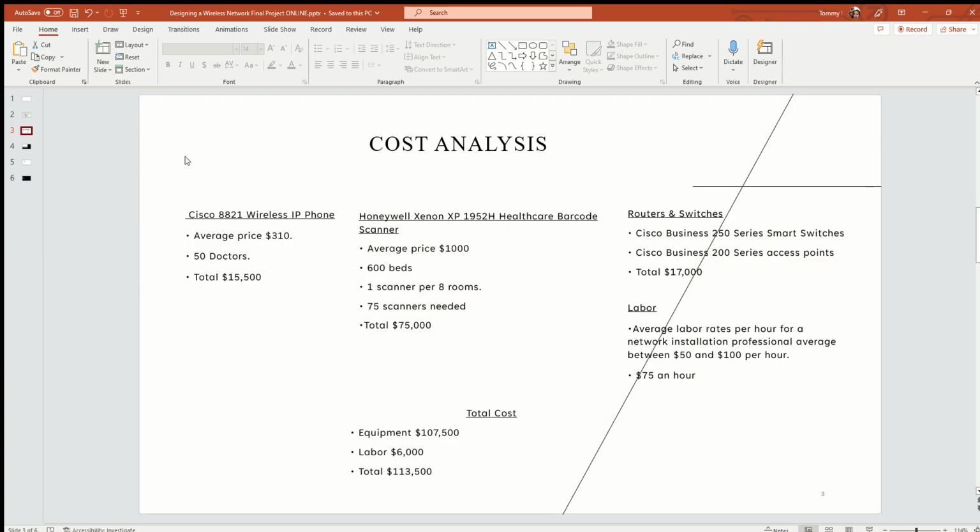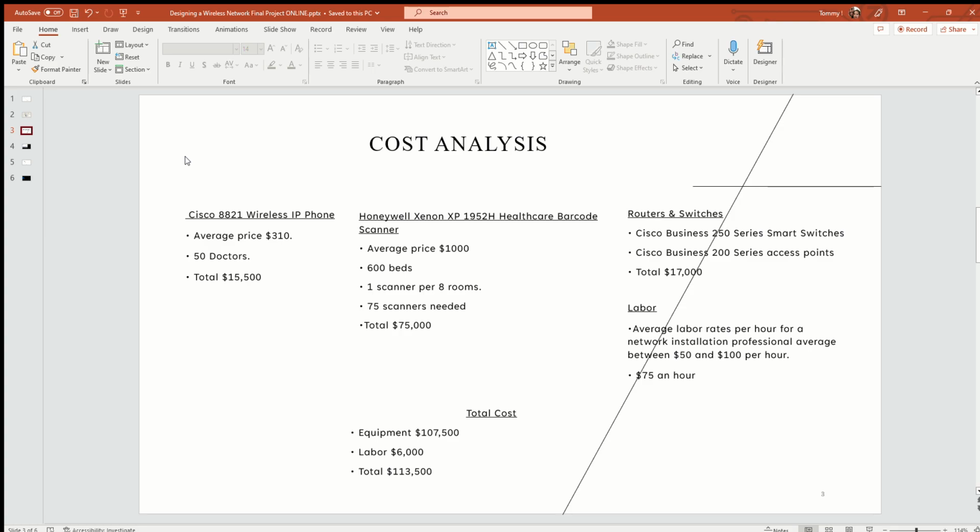And moving on to the cost analysis, the Cisco 8821 wireless IP phone, average price is $310. Let's say there's about 50 for the entire hospital, so that total is going to be $15,500. The Honeywell Xeon XP1952H healthcare barcode scanner, the average price is $1,000. On their exact website it ranged between like 850 to 1200. I assume that they have bulk deals. If you're buying in bulk, that $1,000 sounds reasonable.